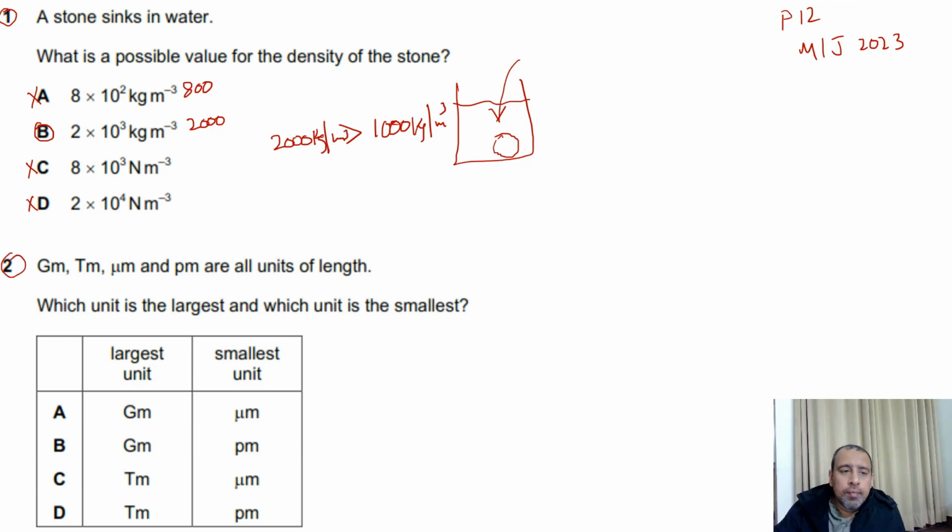Question number 2. You have to write the largest and the smallest values of the prefixes. For the largest unit, the tera is the largest one, and for the smallest, micro, pico, yes, pico, but micro and pico are the smaller ones. So this is the largest, tera 10 to the power 12, pico 10 to the power minus 12. So option D is correct.